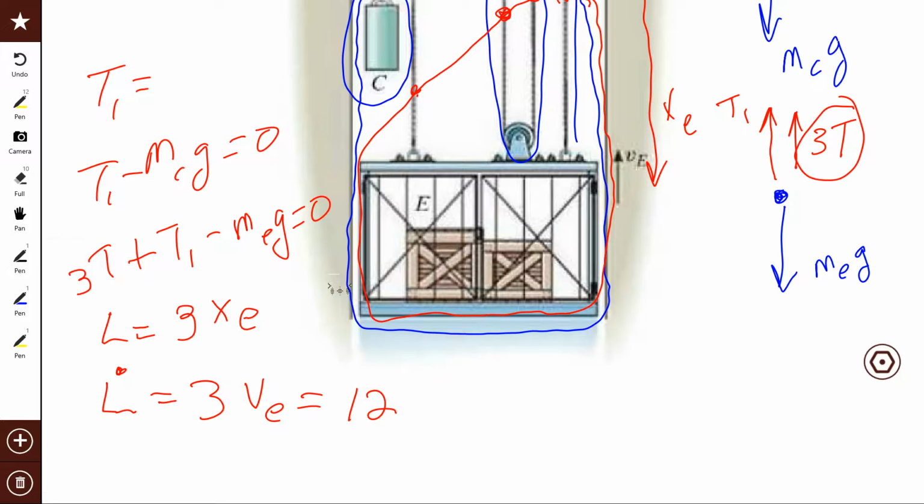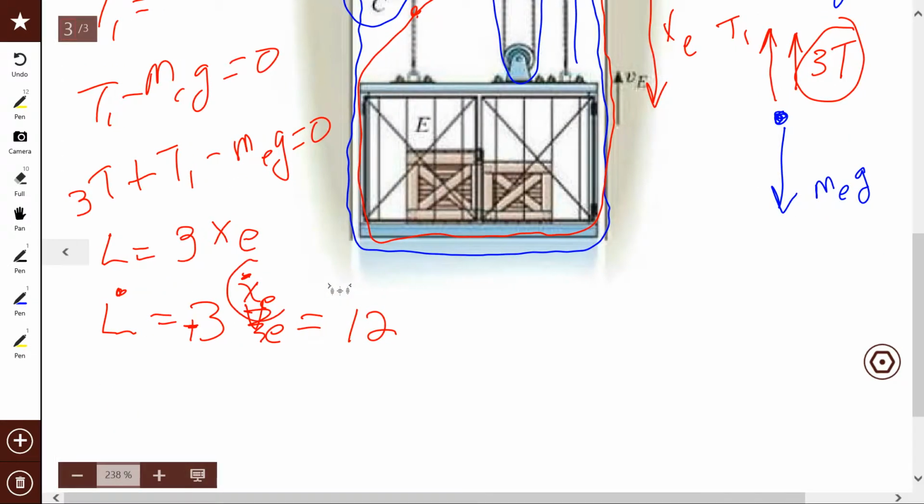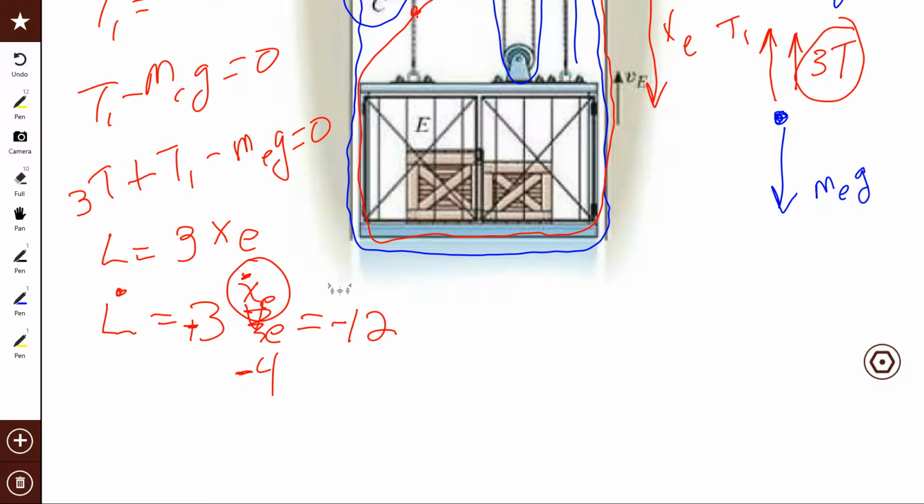So what does that mean? Well, actually, I should do it like this, right? L dot is, XE is a negative. I should write it like this, XE dot. Take the derivative, 3XE dot. What's XE dot? The magnitude is 4. Is it plus or minus? Is XE getting bigger or smaller? Smaller? It's going up, right? So this is a minus 4, isn't it? Okay, so L dot is negative 12. Is L getting bigger or smaller? Getting smaller. And you knew that, right?